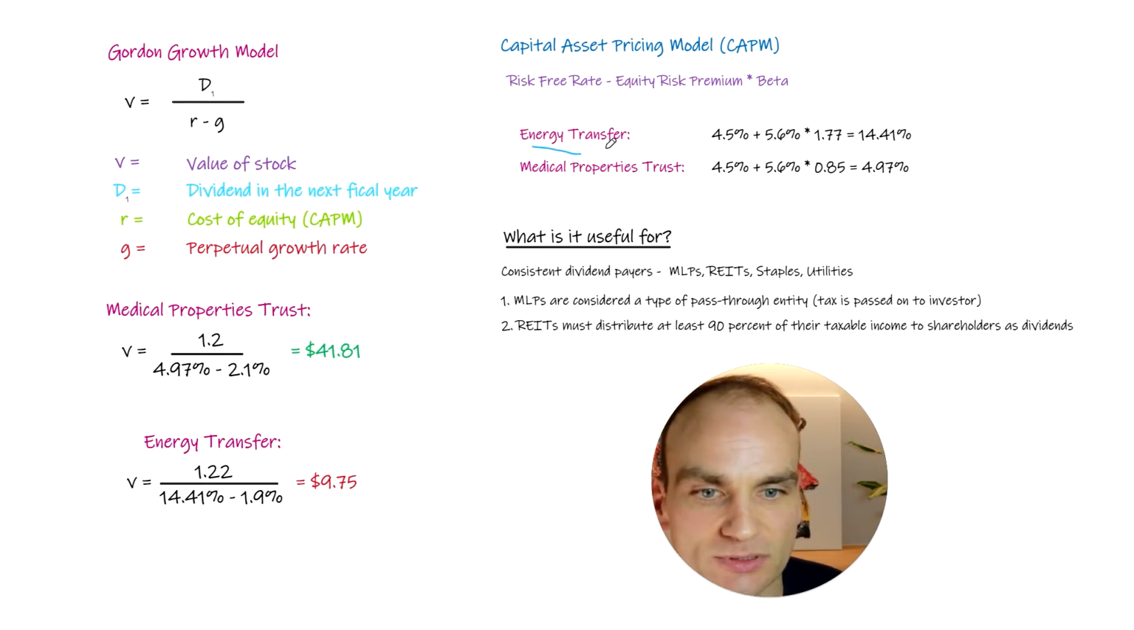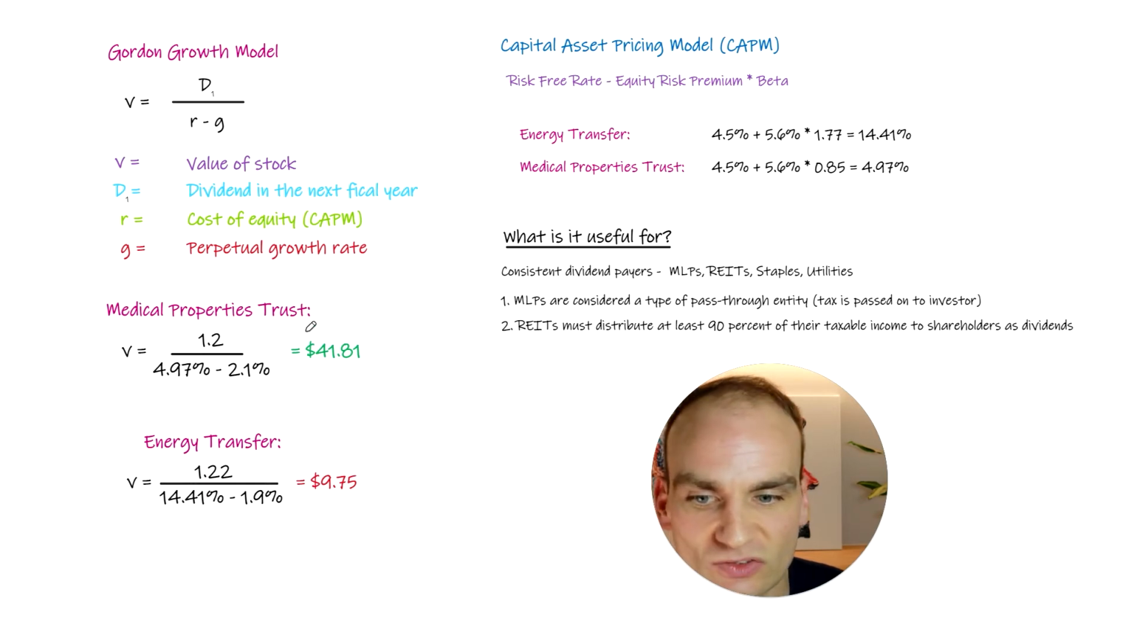In this example, Energy Transfer, 4.5% is the US 10-year bond yield, 5.6% is the equity risk premium, multiplied by 1.77, which is beta, and that gives us a cost of equity of 14.41%. When we're looking at Medical Properties Trust, 4.5 plus 5.6 multiplied by 0.85 gives us 4.97%.